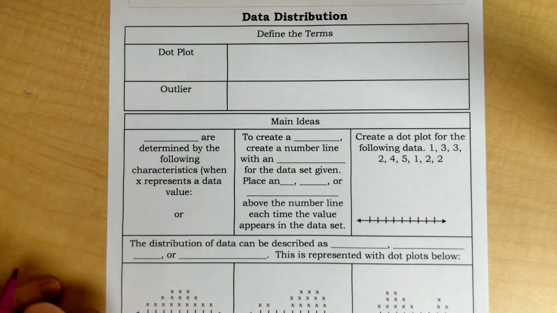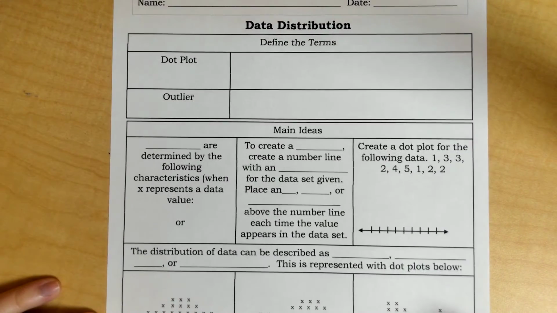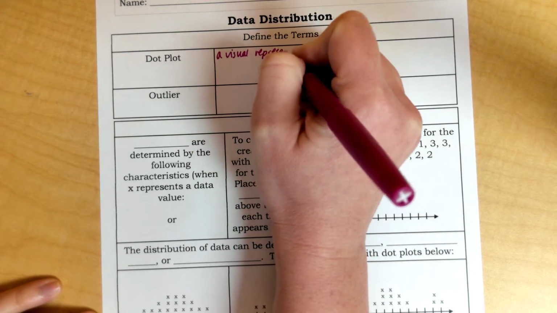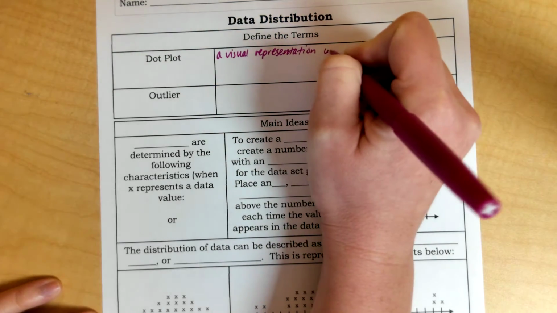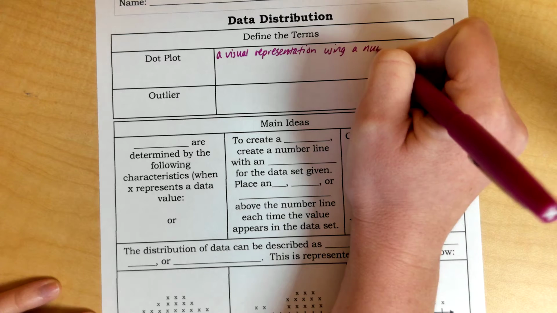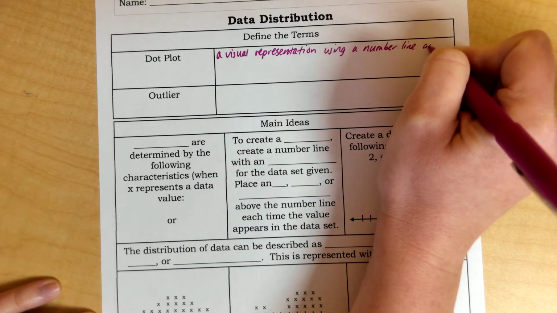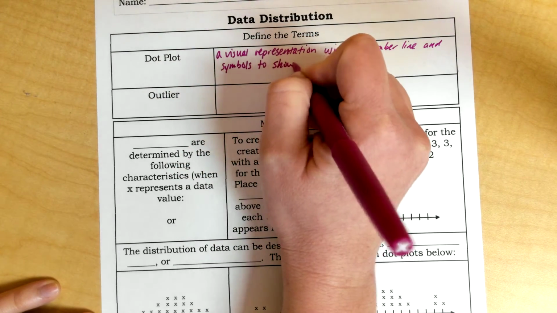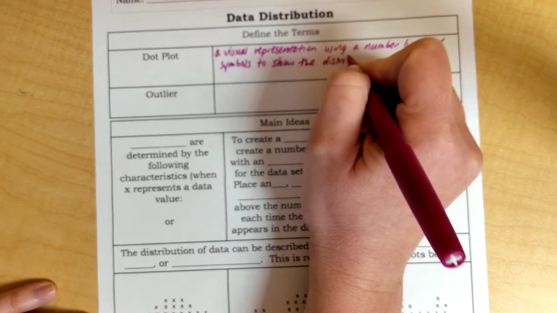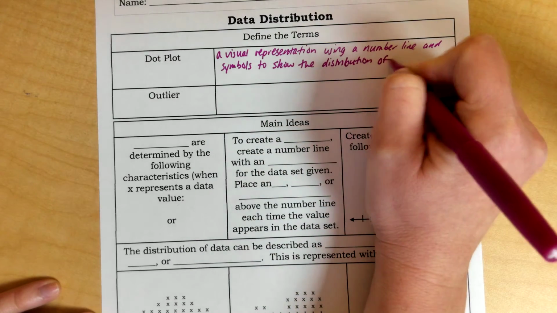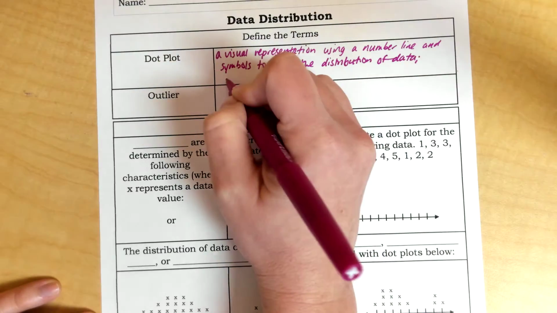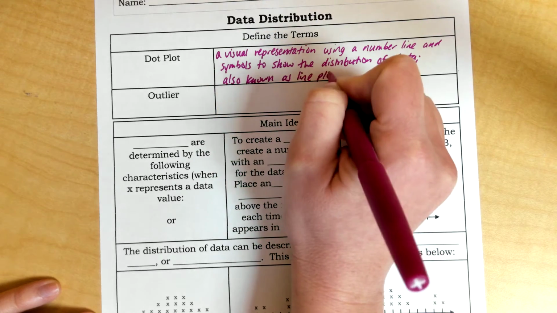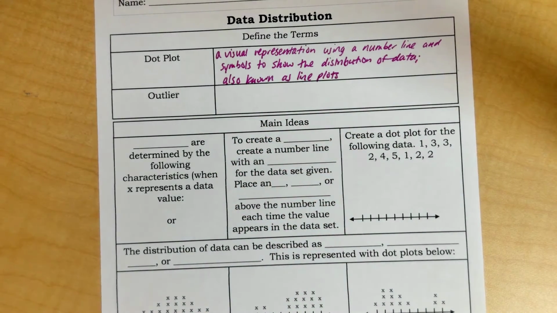So a dot plot is one of the ways that we can visually represent the data distribution, and so it is a visual representation using a number line and some form of symbols to show the distribution of data. These are also sometimes known as line plots. So if you see something called a line plot, they're still talking about a dot plot, okay?